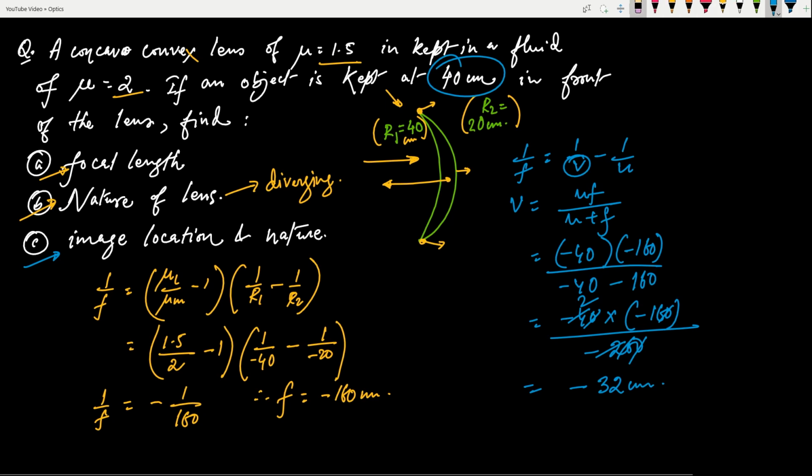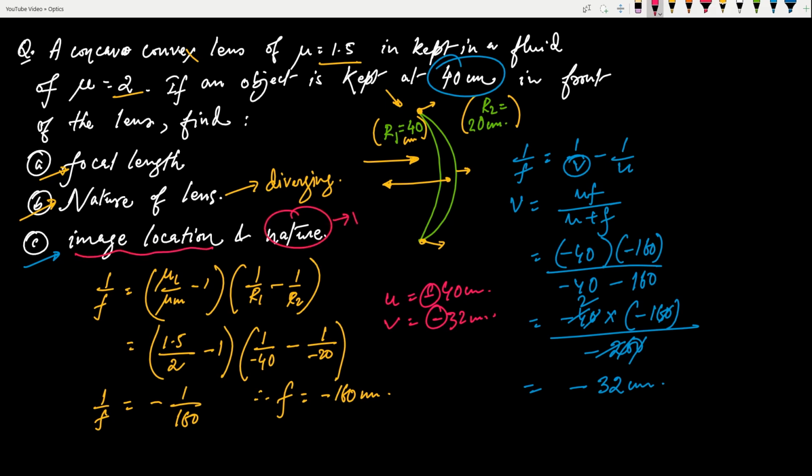That means u is actually minus 40 centimeter and v is minus 32 centimeter. Since both the signs are the same, the image is produced on the same side as that of the object. Therefore, since the image and the object are on the same side of the lens, the image is virtual in nature. Simple as that. Therefore, we got the image location to be minus 32 centimeter and the nature is virtual.